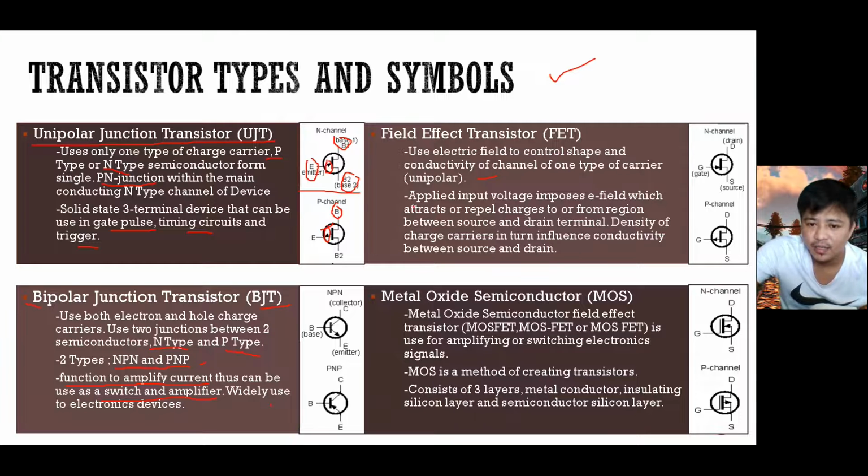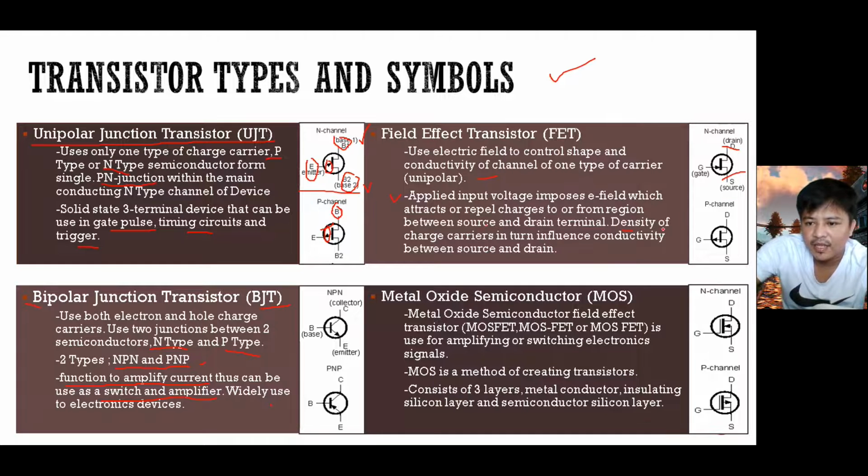charge carrier only. So an amplified field effect transistor also amplifies input voltage, and imposes an electric field which attracts or repels charges to or from the region between source and drain. So we have here the drain and the source. This one will be base 1 and base 2. But basically their function is almost the same.